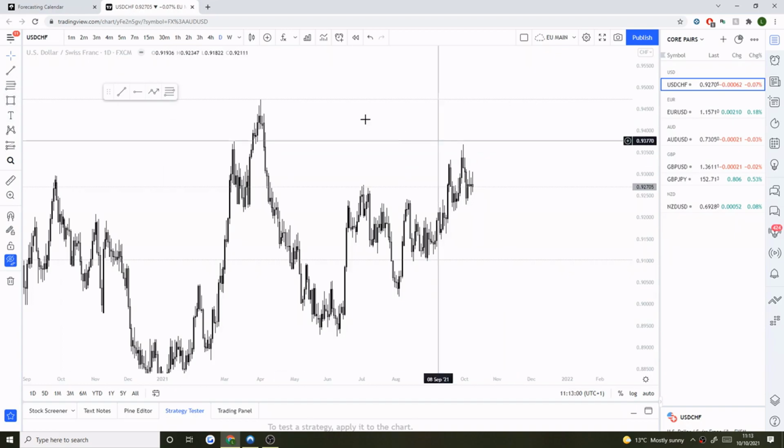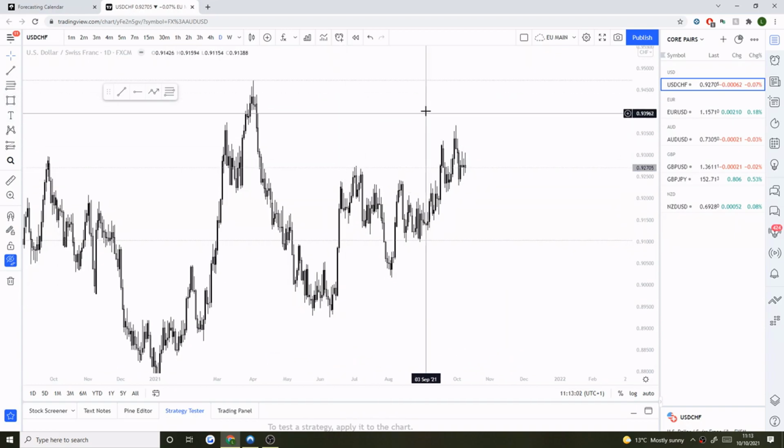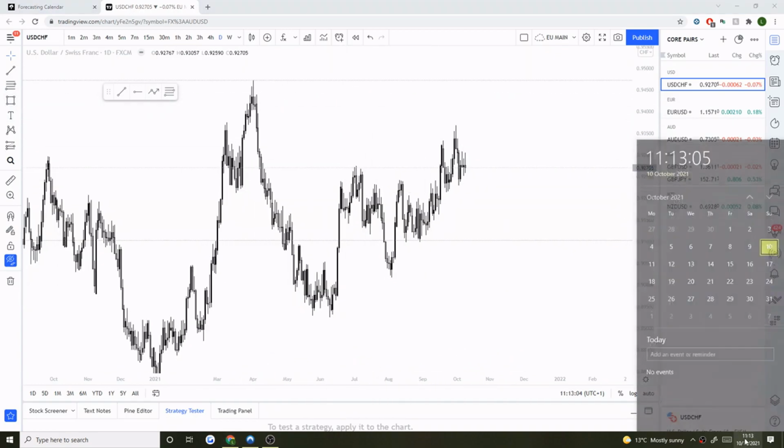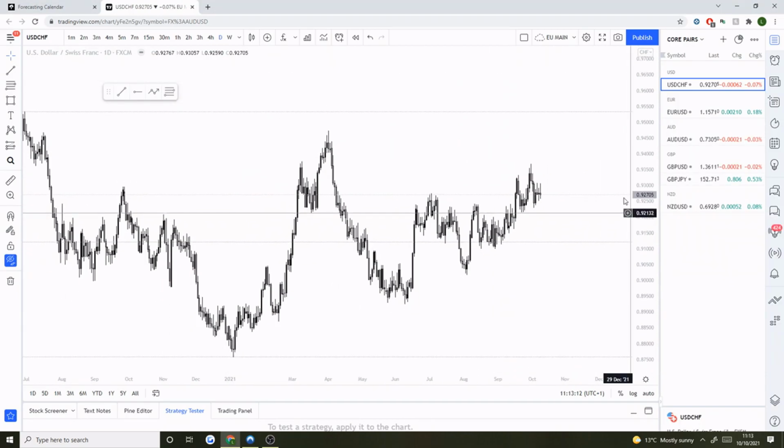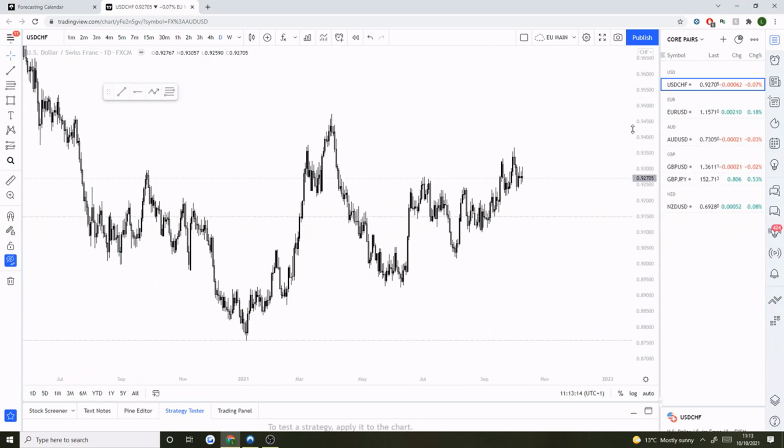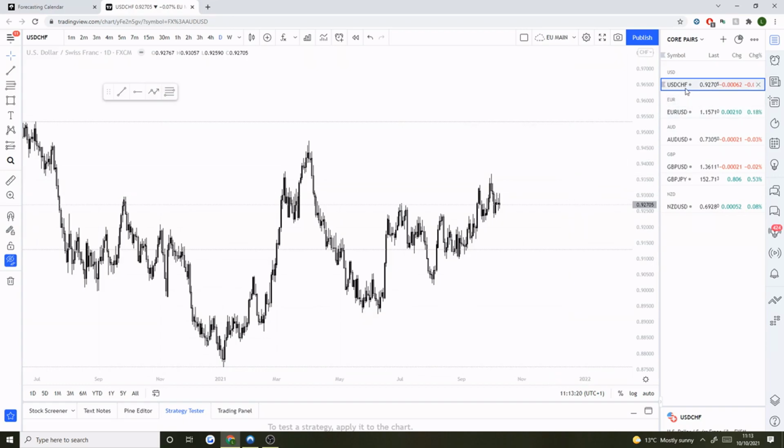So today I've just jumped on to do my weekend forecast, the pre-market analysis ready for the upcoming week, the week commencing 11th of October and ending the 15th of October. So let's just jump into it. This week I'm going to be analysing these 6 pairs that you can see on the right here. These are the pairs that I'm really just looking at the minute.